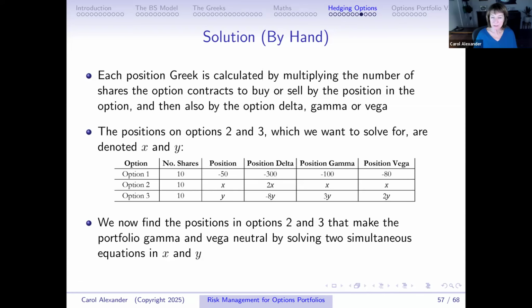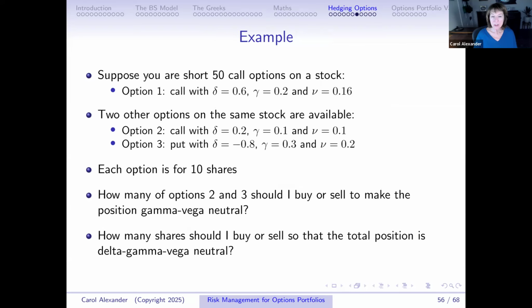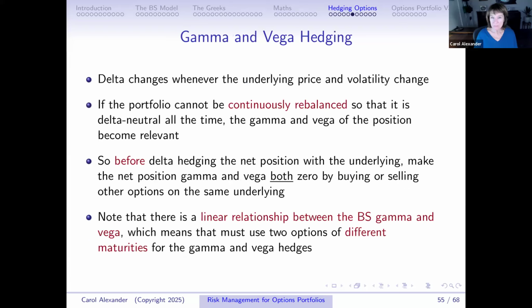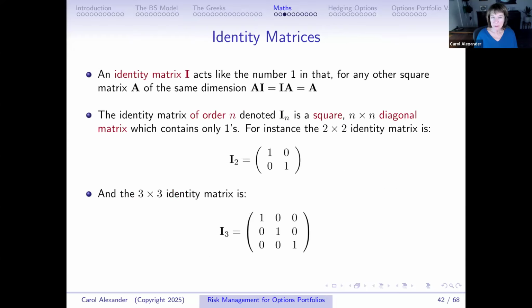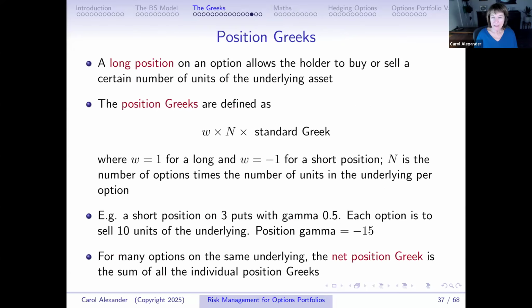And for the position delta of option 2, we've got delta is 0.2, but the option is for 10 shares. So N is 10, and so the delta is 2 times the number of options. Just so that it is clear what I'm talking about here, N is the number of options times the number of units in the underlying per option. I'm using this formula the whole time, okay?